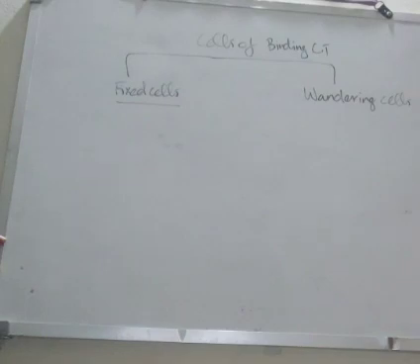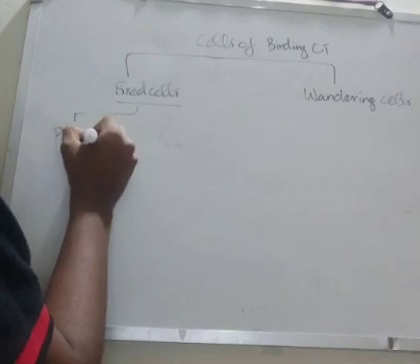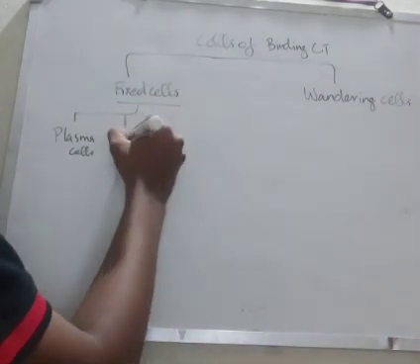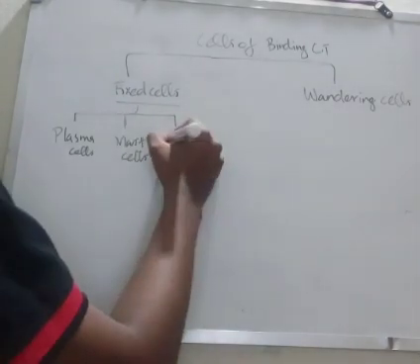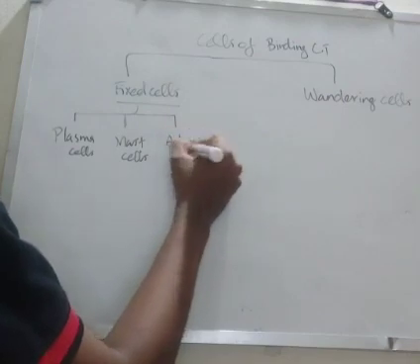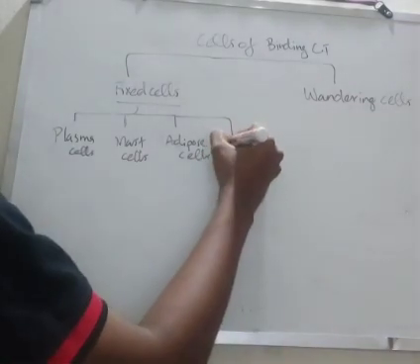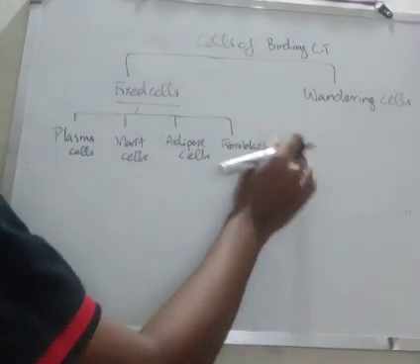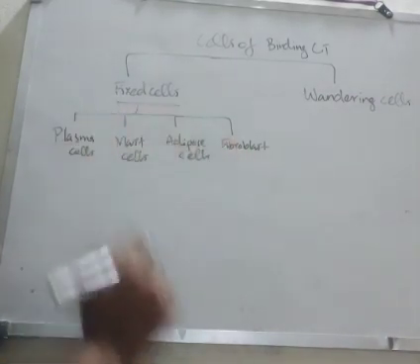So these fixed cells are again classified into plasma cells, mast cells, adipose cells, and one more, fibroblast. So these are the composition of fixed cells: plasma cells, mast cells, adipose cells, and fibroblast.